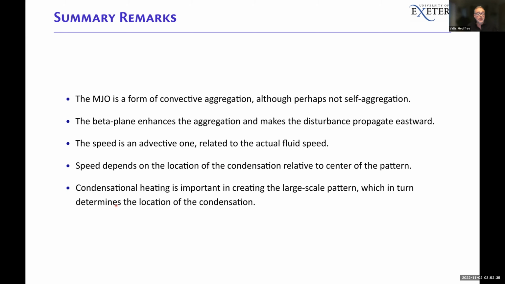And it's all really about the interaction between the condensational heating and the large-scale pattern. So it's a two-way interaction between the condensational heating and the large-scale pattern.